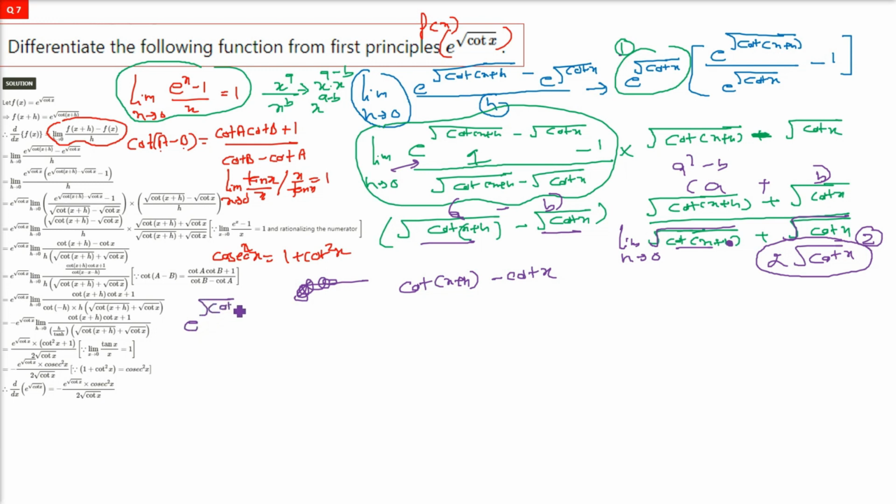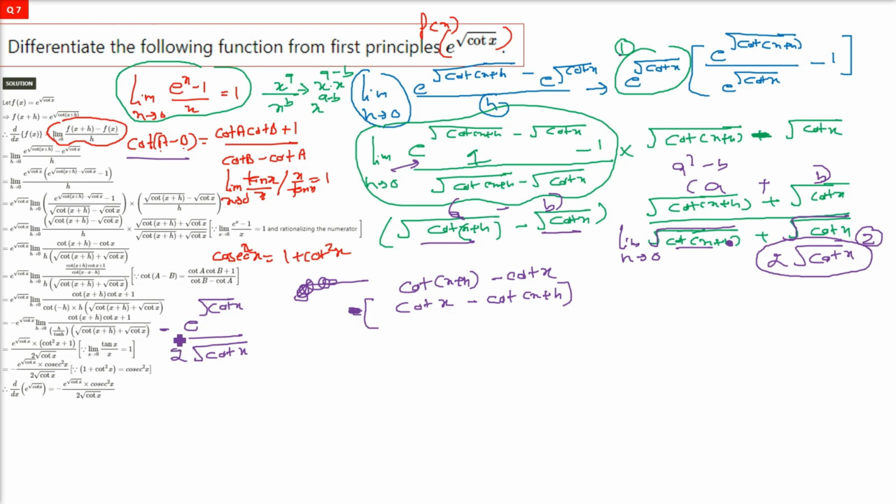So what is remaining? e to the power under root cot x, twice of under root cot x is already there. Now we have to deal with this one, cot(x+h) minus cot x. Now what is cot(a-b)? Cot a cot b plus 1 divided by cot b minus cot a. If I want to get cot x minus cot(x+h), I have to multiply it by a negative, so I will be using a minus here.